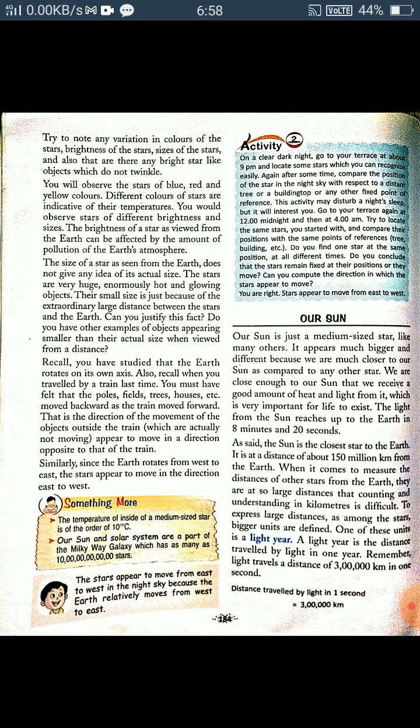It is because of the distance from the earth. Some look very small, some are quite bigger than others and have different brightness. The small size is just because of the extraordinarily large distance between the stars and the earth.